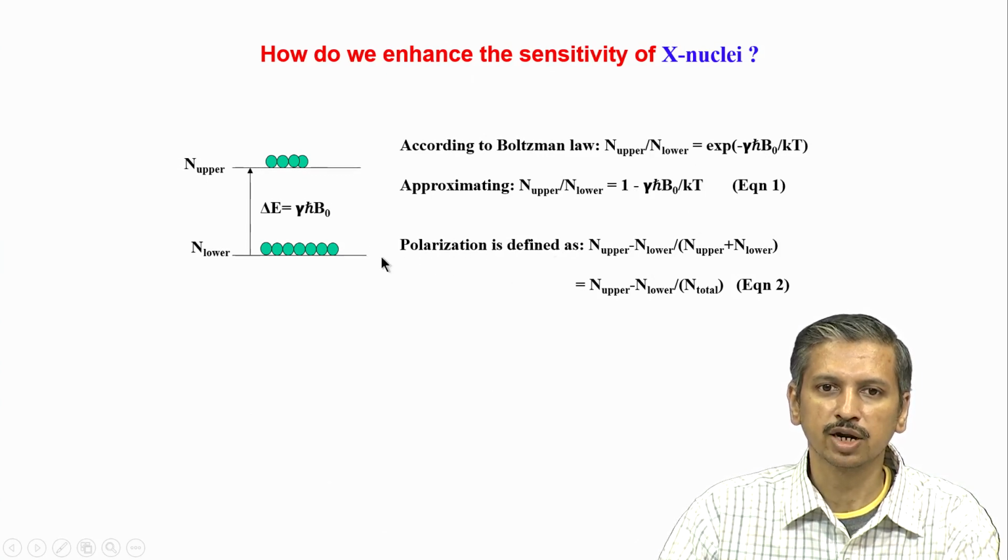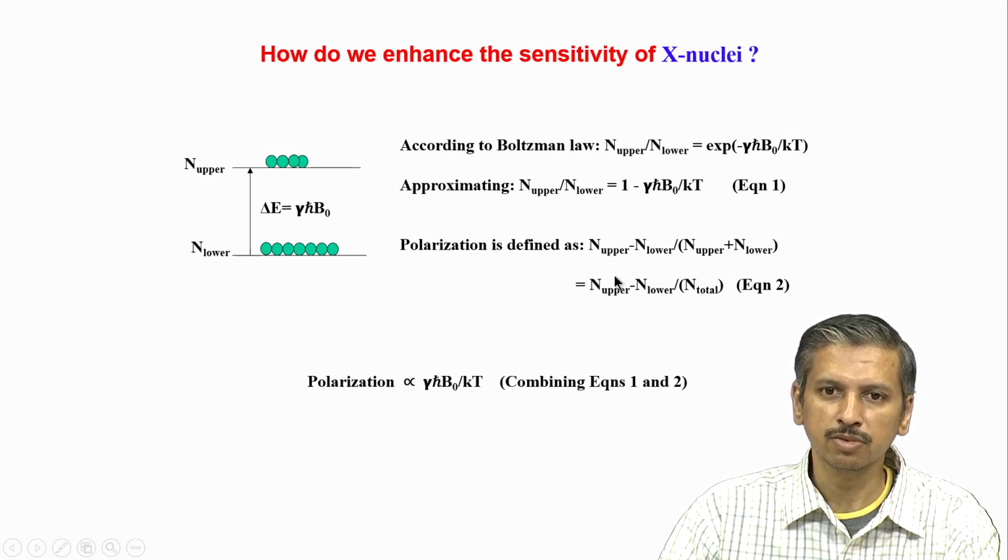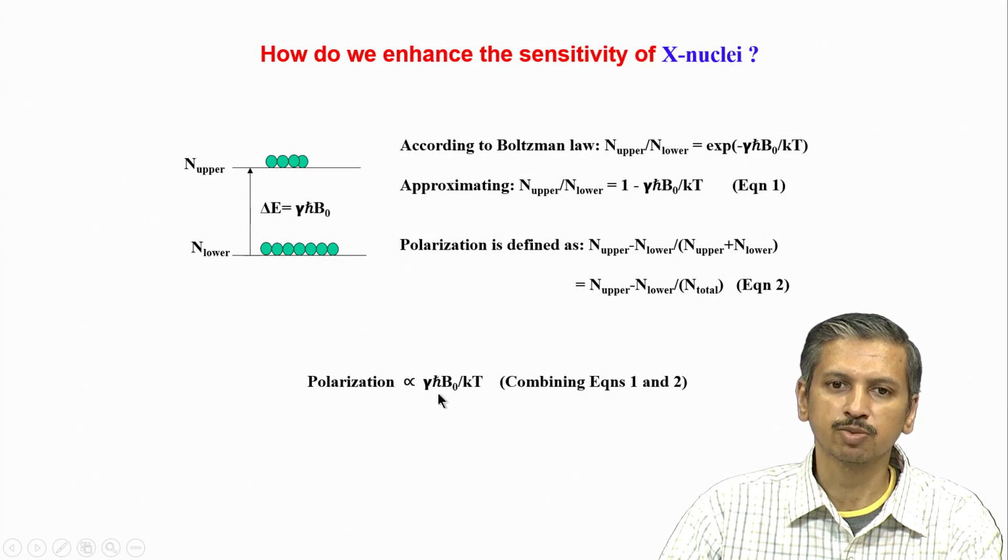Now, further you can define a term called polarization. What is polarization? Polarization is the difference in the population between the two levels. That is shown here: the difference divided by the total population. Total population is just the total number of spins in the sample, which is related to the total number of molecules present, depending on your concentration. So, that is just a number which remains constant, and does not change as long as you do not change the concentration. But what can change is this difference, and that difference depends on these factors. So, polarization is therefore proportional to this factor, which is mentioned here.